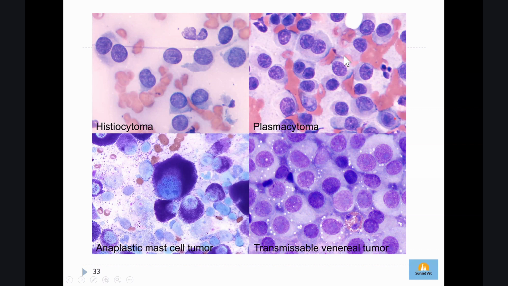This is typically plasmacytoma. You can see the nucleus typically goes to the edge of the cell, the eccentric one. This is typically TVT, there are vacuoles. And this is typically mast cell because they have the granules here, so you cannot see the cytoplasm, because the purple granules cover it. And this is typically histiocytoma, but I can say this is not as beautiful as the normal one. It's a little bit bad, sorry.